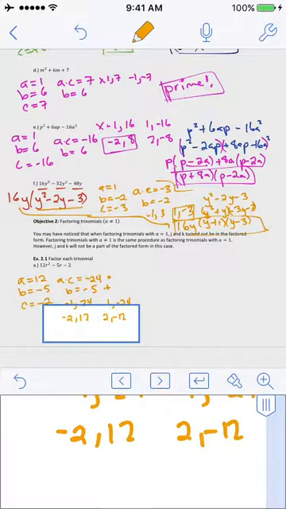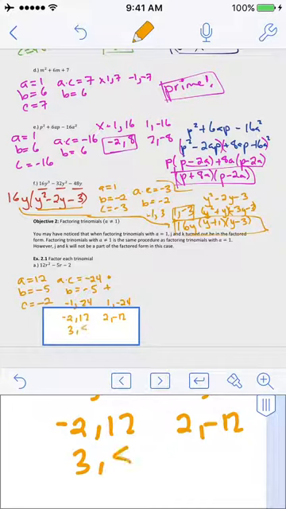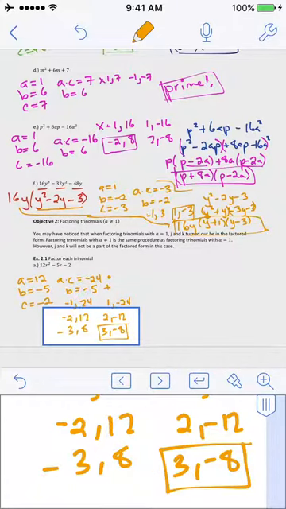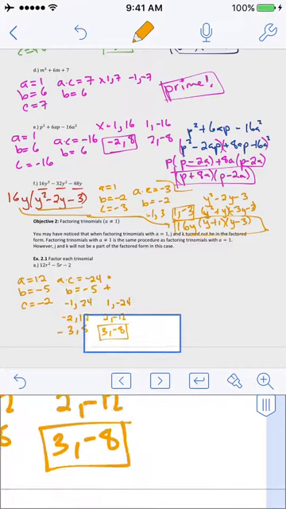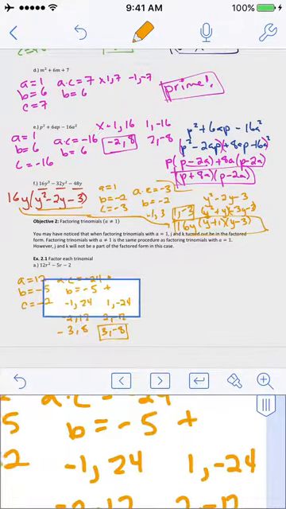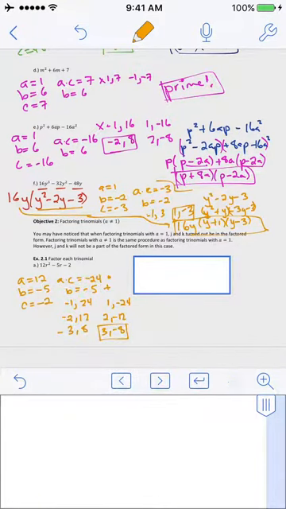Notice I'm adding as I go. 3 and 8. That would be +5. Ah, I found it. -8 and 3. Those multiply to -24 and add to -5. Okay, so now we'll factor.